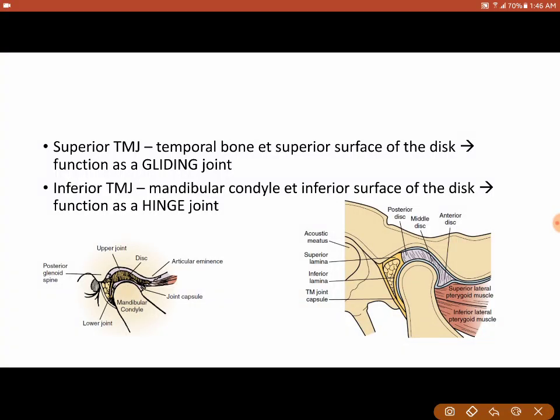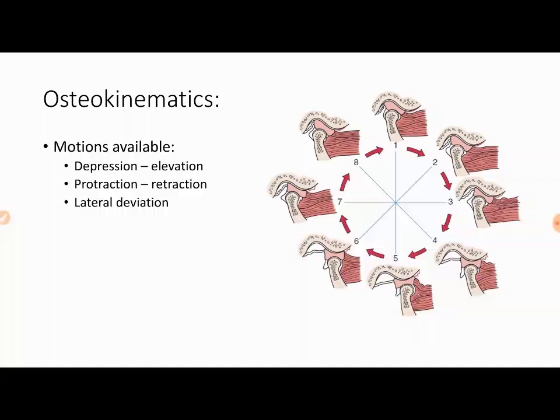You have your upper joint, or also known as superior TMJ, which is located here, and you have your lower joint, or also known as your inferior TMJ. The superior TMJ acts like a gliding joint, or a plane joint, while the inferior TMJ acts as a hinge joint. So these are the motions available in the TMJ. You have your depression elevation, protraction retraction, and lateral deviation.